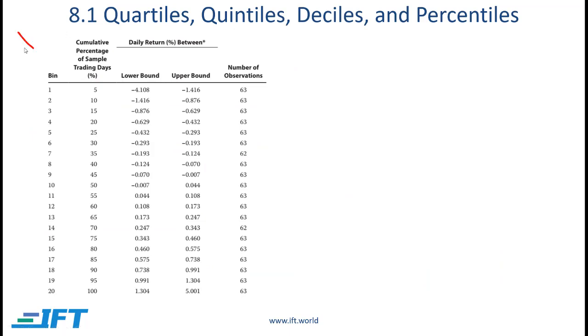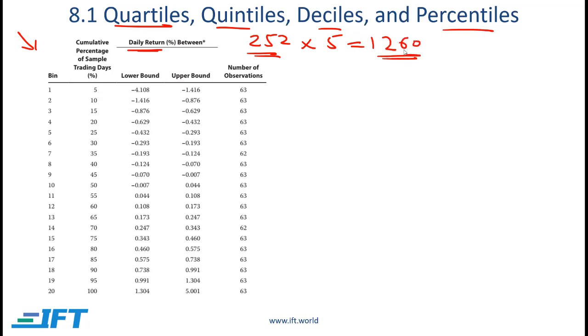Now let's look at this data set to come up with quartiles, quintiles, deciles, and percentiles. The first thing to do is understand this data set. What we are looking at here is daily returns of a stock index over the last 5 years. Now in each year we have 252 trading days. So per year we have 252 daily returns. If this is over a 5-year period, we have 252 into 5, which is 1260 returns. So we have 1260 individual returns.